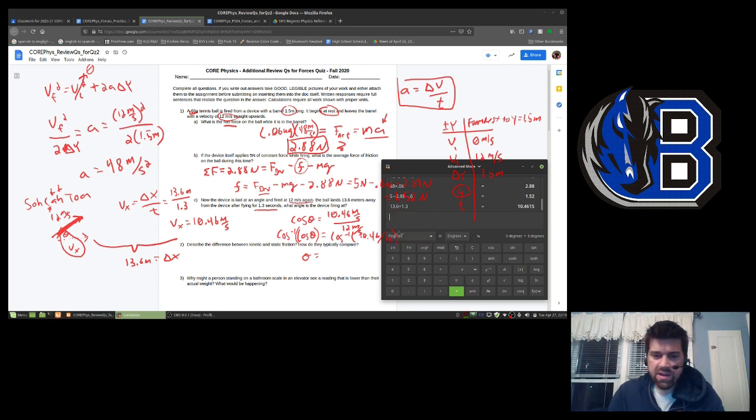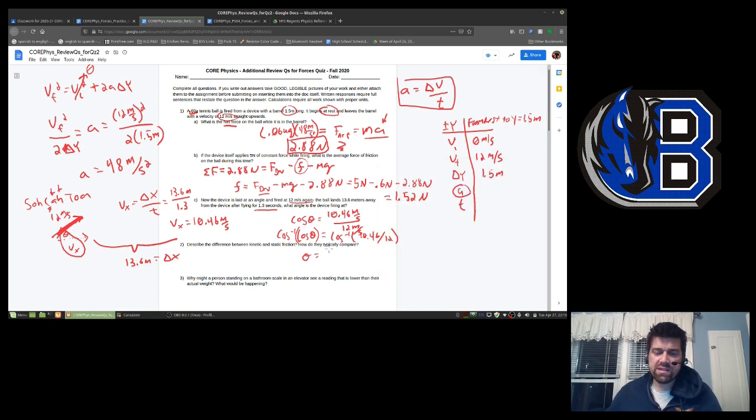And I go into my cosine menu. I don't want cosine, I want inverse cosine of 10.46 divided by 12. I get 29 degrees. And I should kind of interpret that, right? That's 29 degrees above horizontal.